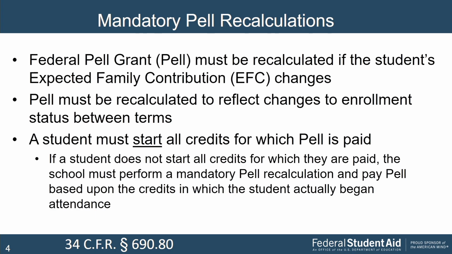So, with Pell Grants, obviously there are mandatory recalculations. It has to be recalculated if a student's EFC changes. It needs to reflect the enrollment status between terms. A student needs to start the credits for which Pell is paid. So if a student does not start all the credits for which Pell is paid, then you have to perform a mandatory recalculation and pay based upon the credits that the student actually began attendance in. And that's in the regs in CFR 690.80.